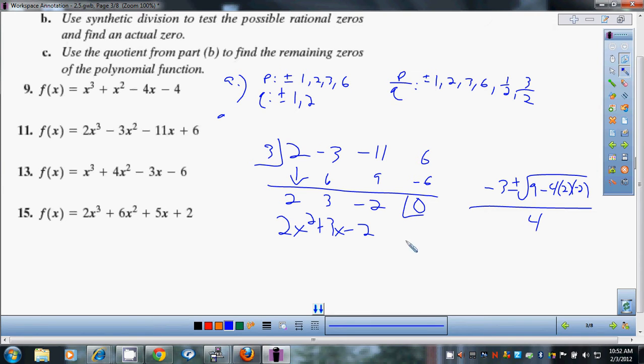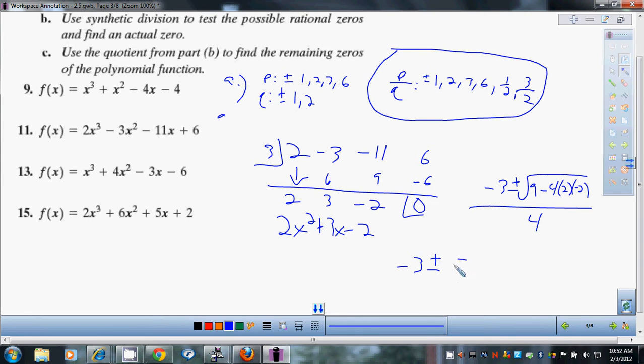So what that means is, when I do this, if I get an answer like 5, you did something wrong. Because that's rational, but it's not on my list. So anywho, negative 3 plus or minus square root of 25 is 5. So negative 3 plus 5 is 2. 2 over 4, 1/2, on my list. Negative 3 minus 5 is negative 8. Negative 8 over 4, negative 2, on my list. So your 3 roots would be 3, 1/2, negative 2.